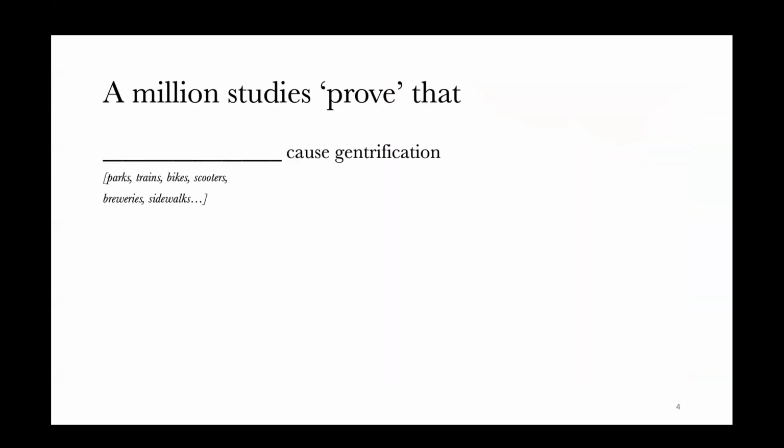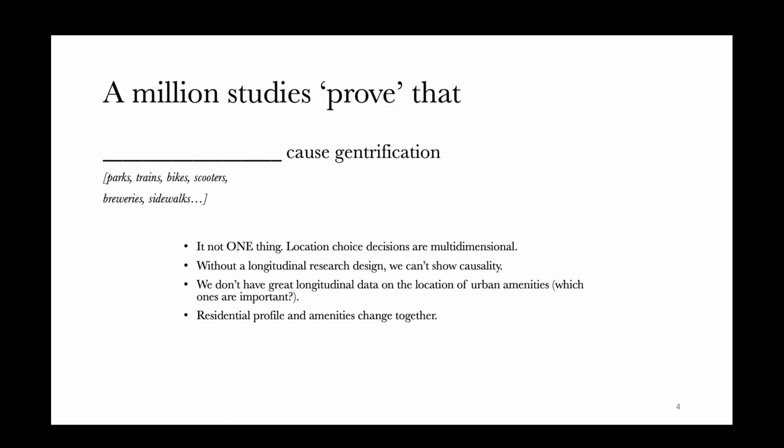And so one of the little pet peeves that Dr. Nielsen and I have is that as a result of all of these dynamics, we see all of these papers that say that blank is the cause of gentrification. It could be parks, trains, bikes, scooters, breweries, sidewalks, what have you. The reason this kind of irks us is that we really believe that it's not one thing that can possibly cause gentrification, because we know that location choices are not based on one factor. When you choose where to live, you're not just saying, well, they have a train, never mind that there's high crime rates and poor schools. Housing choices are based on the bundle of amenities that are in an urban area, which might include a train, in conjunction with all of these other things.